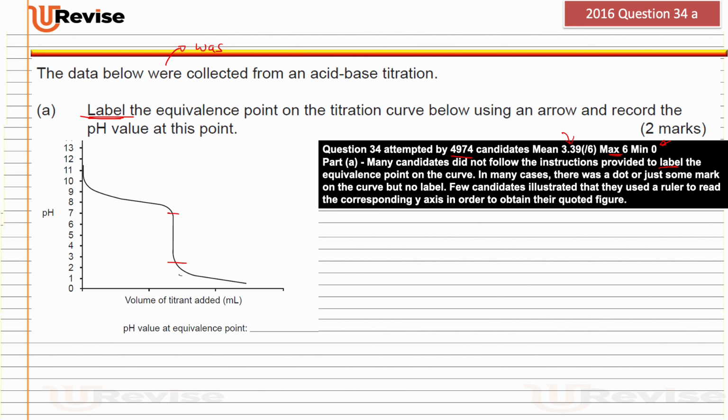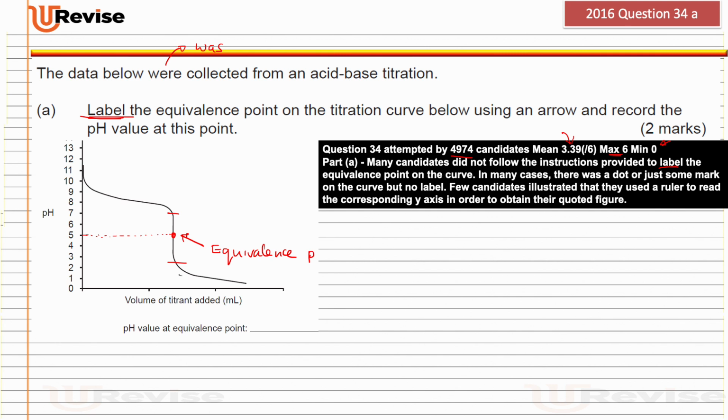It's half of this inflection line, or line of inflection, this inflection point. So what you do is find half of this, and draw a line along there to illustrate this is your working out, to show the examiner how you got that. So for me, I'm getting 5. So I need to label this as equivalence point.